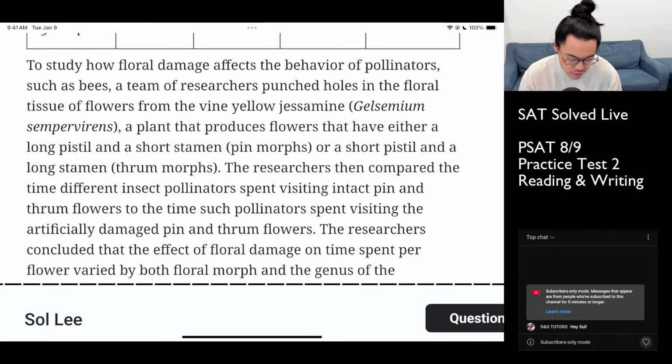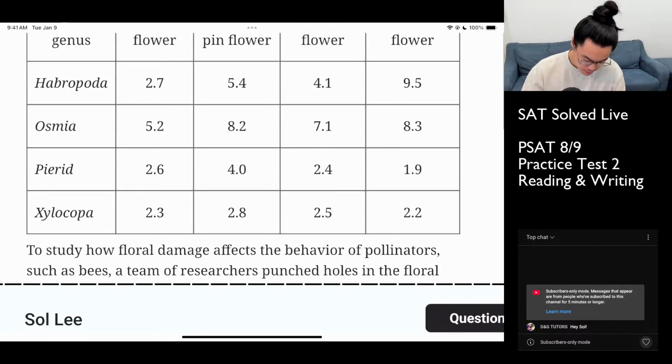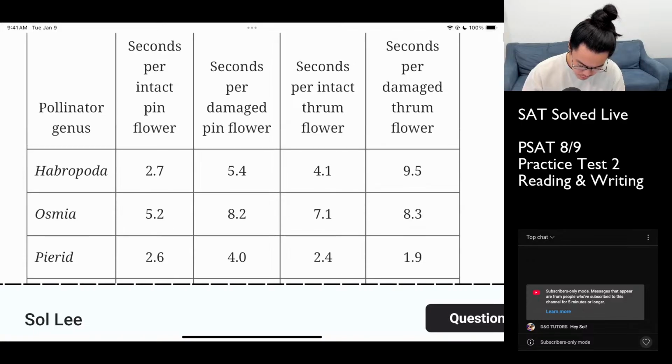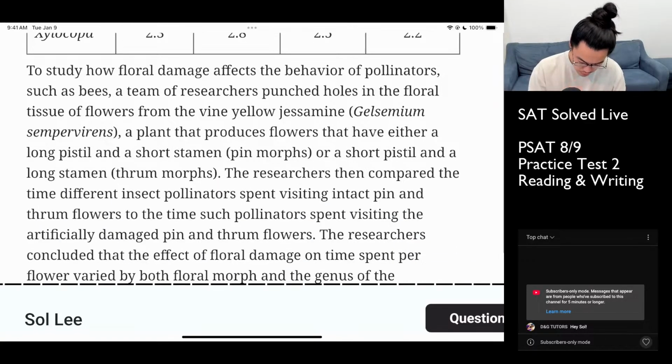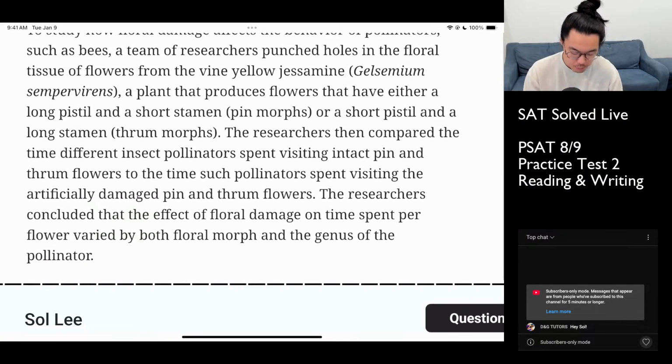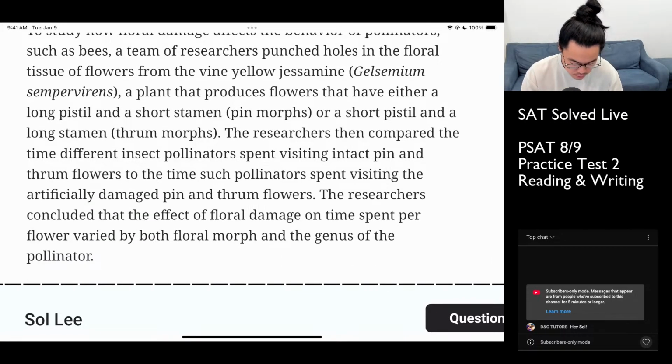Plant that produces flowers. Okay, they punched holes, they damaged the flowers from the vine yellow jessamine. Okay. And it has 2 types of flowers. They have a long pistil and pin morph. 2 different types of flowers. Okay, the pin morph or the thrum morph. Got it? These are the morphs of flowers. Got it. These are the floral morphs.